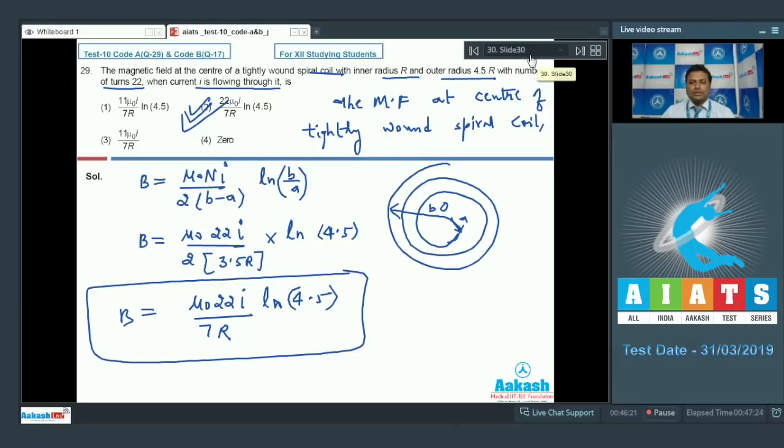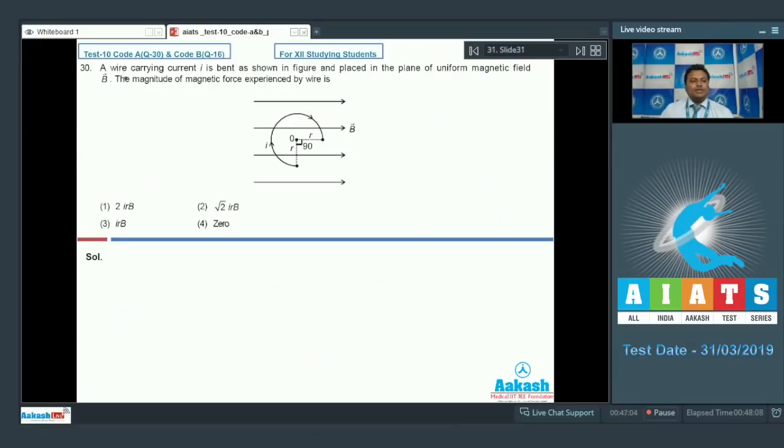Now let us proceed to the next question, that is question number 30. So here is question number 30. Students, a wire carrying current I is bent as shown in the figure and placed in the plane of a uniform magnetic field B. The magnitude of the magnetic force experienced by the wire will be what? Now the wire is bent in the form of this type of structure, and the magnetic force on a current carrying wire is given by the expression I L effective B sine theta, where theta is the angle between the magnetic field and L effective.